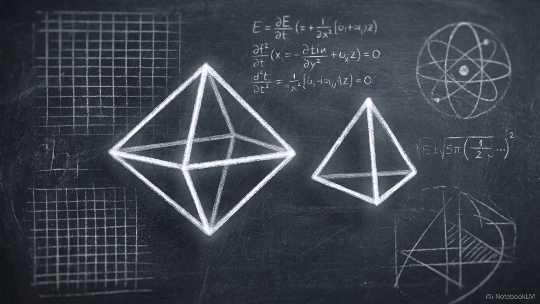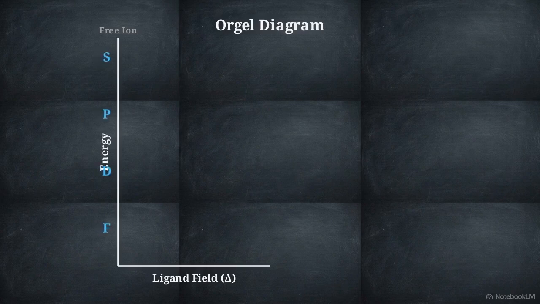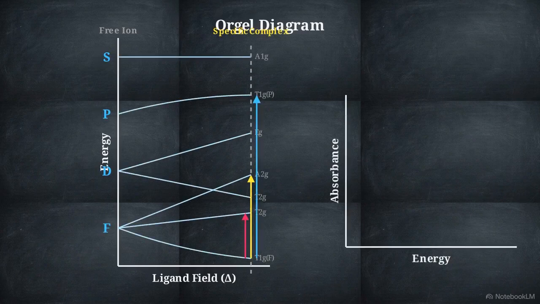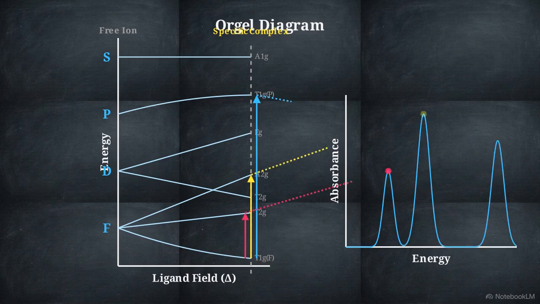Tracking how these complex multi-electron states split across different molecular geometries requires a specialized map. The Orgel diagram provides that map. It acts as a translation layer, taking abstract atomic states and showing exactly how they will generate predictable spectral peaks.